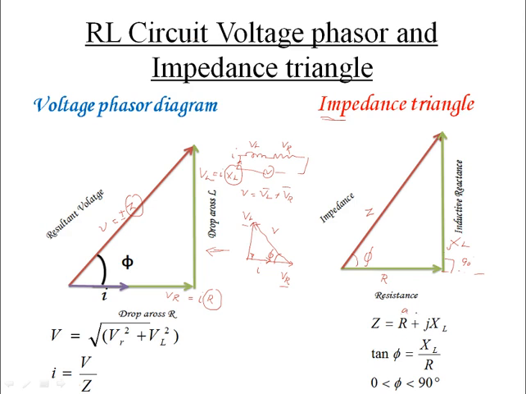This is like A plus jB, right? So theta will be equal to tan inverse of B by A. Similarly, phi equals tan inverse of XL by R. Phi is an angle between 0 and 90 degrees, as explained earlier.